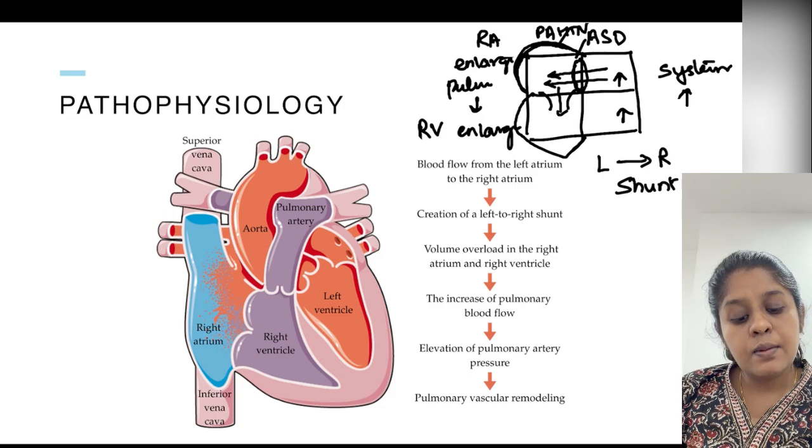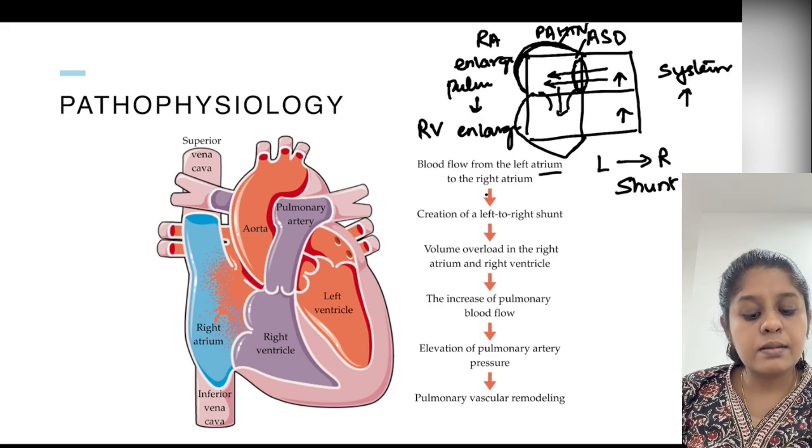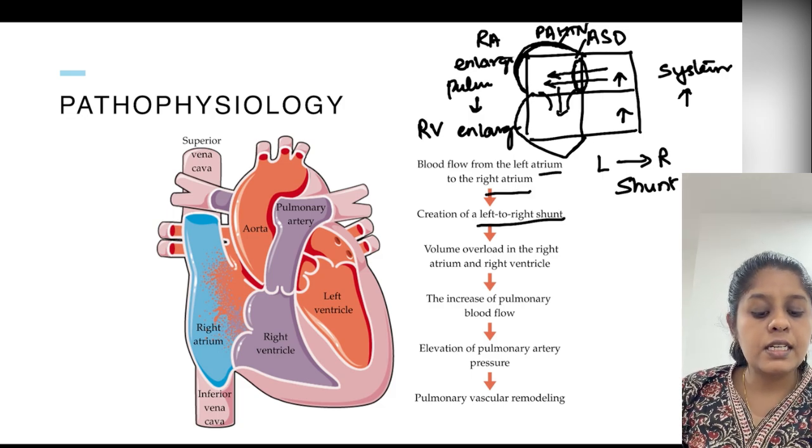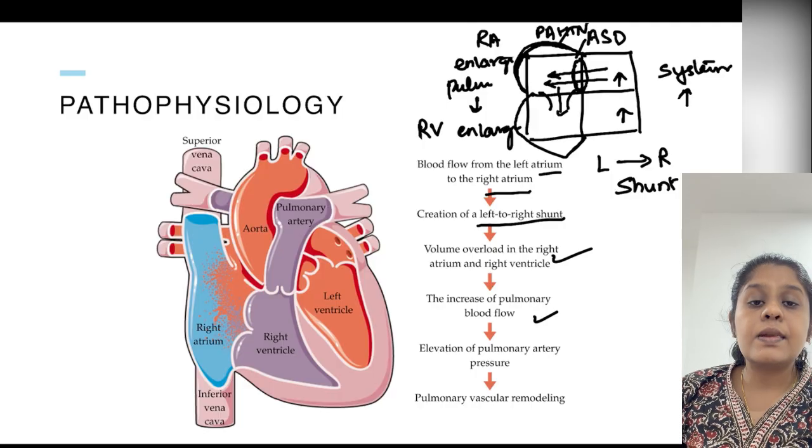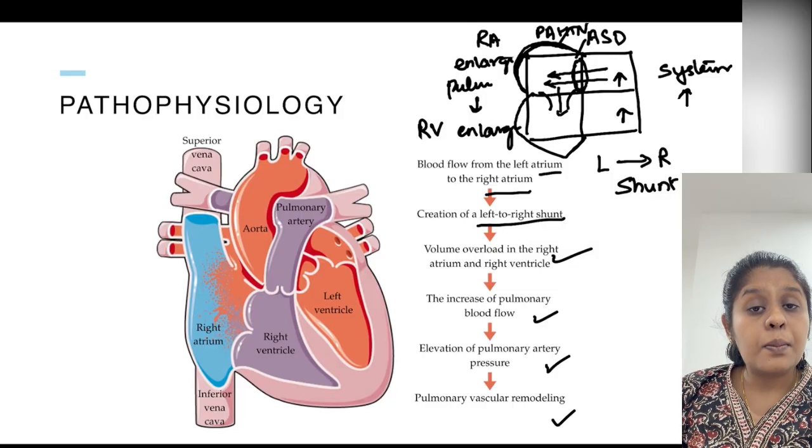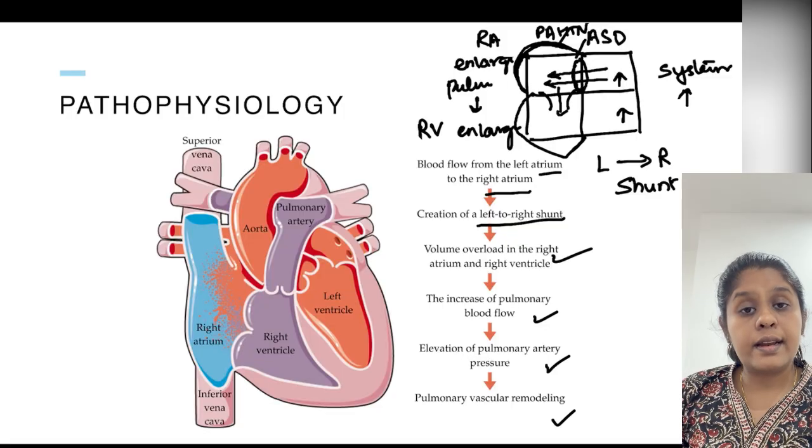So you see blood flows from the left atrium to the right atrium. There will be creation of a left to right shunt. There will be volume overload in the right atrium and the right ventricle. There is increased pulmonary blood flow. There is elevation of the pulmonary artery pressure, and then finally this will lead to pulmonary vascular remodeling.